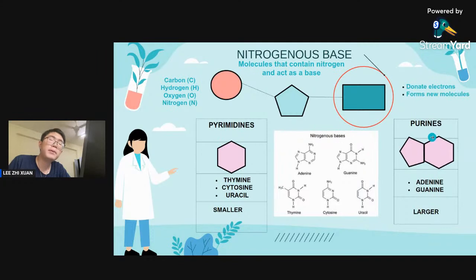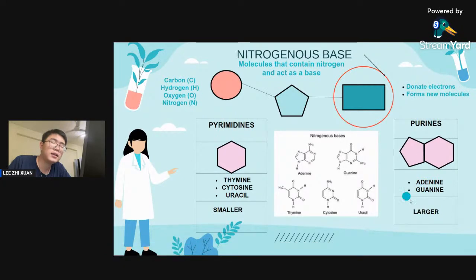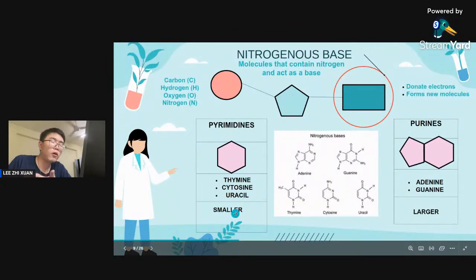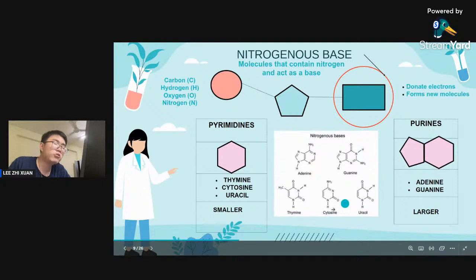For the purine, it contains 2 ring structures, one hexagon and another pentagon, bound together. So this one we call purine, and this one we call pyrimidine. Purine only has 2: adenine and guanine. Thymine, cytosine, and uracil are pyrimidines. Another difference is that pyrimidine is smaller, and purine is larger because it is more complicated. The detailed structure is here. So these are the differences between them.